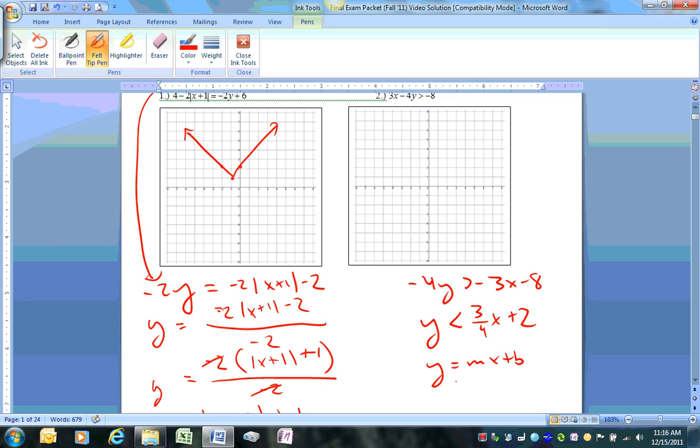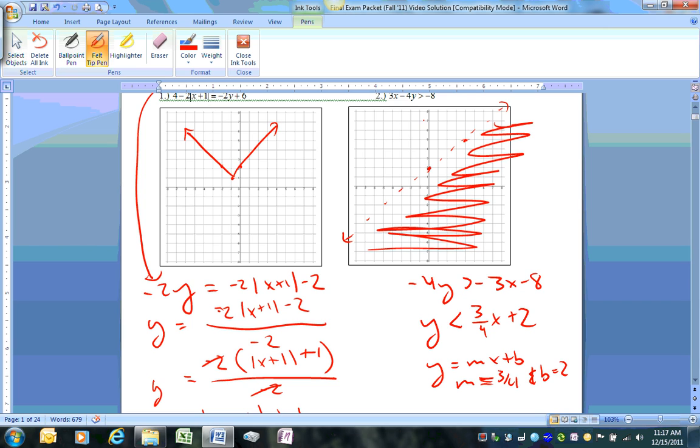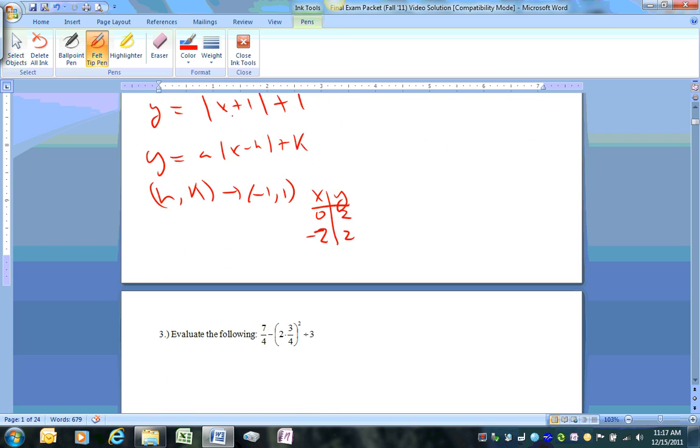And the thing is kind of like y equals mx plus b, where our m is 3/4 and our b is 2. So we start at 2, go up 3 over 4, make it a dashed line, because it's not equal to, and the shading will be below, because we have less than. Okay, those two graphs are done.